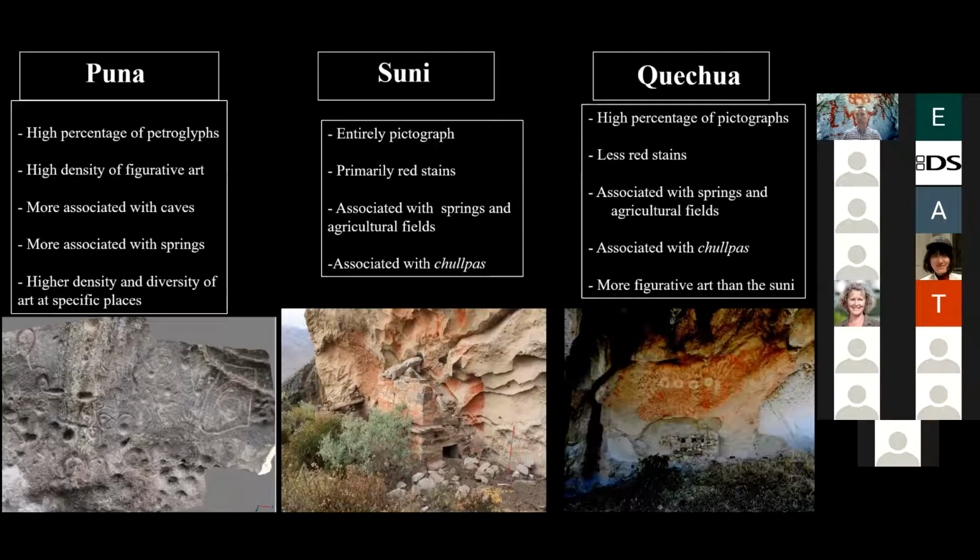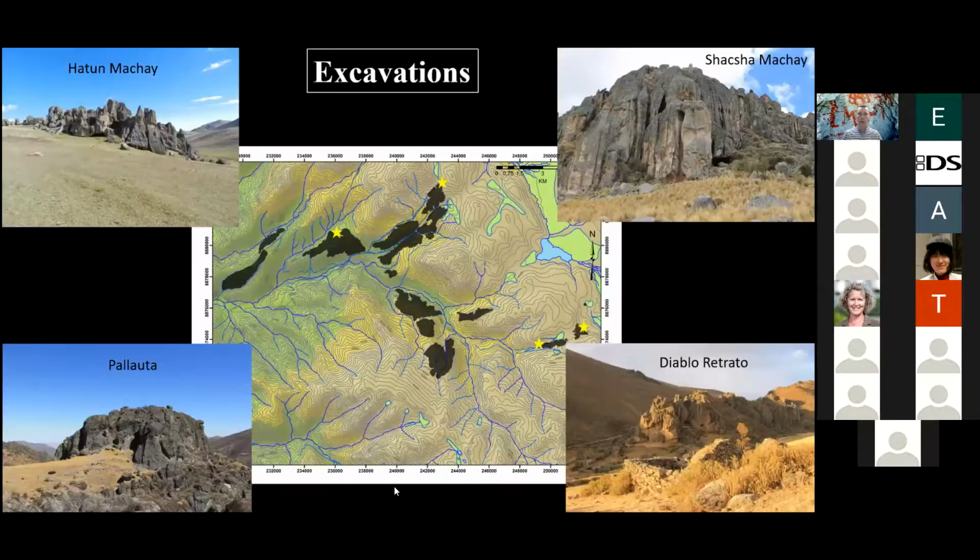And lastly, in the Quechua, we can also see that we have a high percentage of pictographs, although with fewer red stains, also associated with springs and agricultural fields and chulpas, but with more figurative art than we found in the Sunni. So with this synthesis, this is what informed the excavations. And so I chose 4 sites. On the lower left here, we have the site of Payauta, which is our star on the left, and then 3 highland Puna rock shelters: Hatun Machai, Shaksha Machai right here, and lastly Diablo Retrato right here.